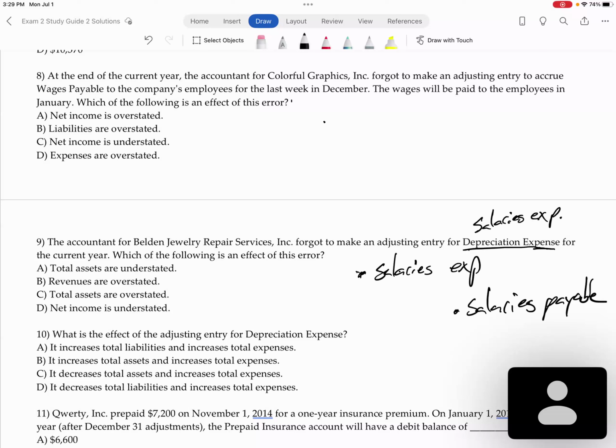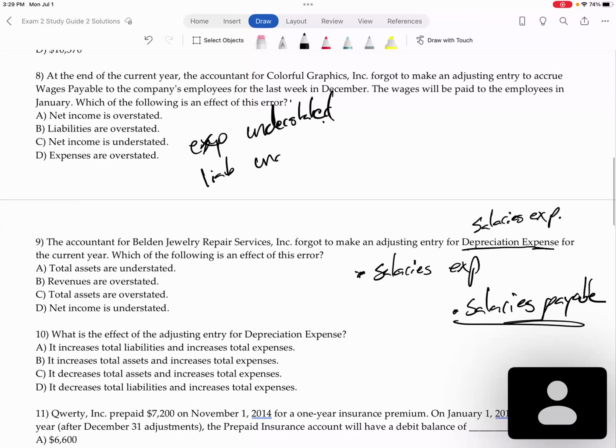Okay. Then you have to think through and say, okay, if they didn't do this, then again, expenses would be understated because we didn't record the expense. Liabilities, right? This is a liability account here. That would be understated.